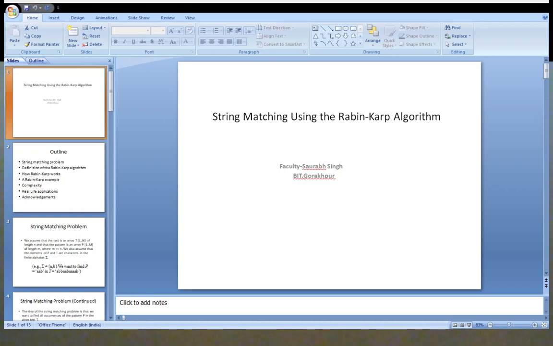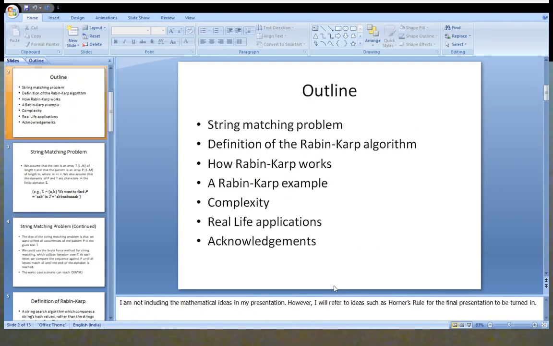Hello student, today I am going to teach you how we perform string matching using the Rabin-Karp algorithm. First of all, there are a number of techniques that are used in string matching, and the Rabin-Karp algorithm is a very important one. In the Rabin-Karp algorithm, the topics that I'm going to discuss today are what the string matching problem is, the definition of the Rabin-Karp algorithm, and how the Rabin-Karp works.